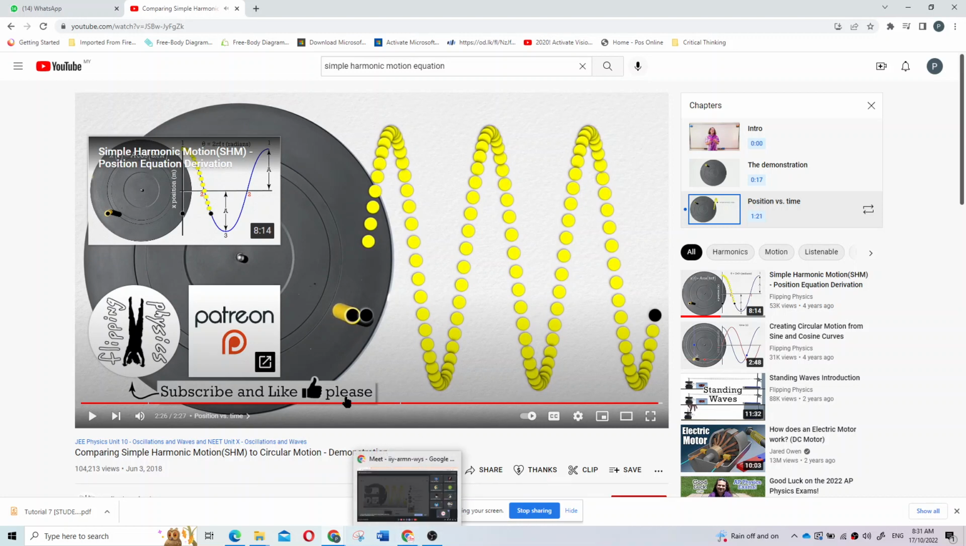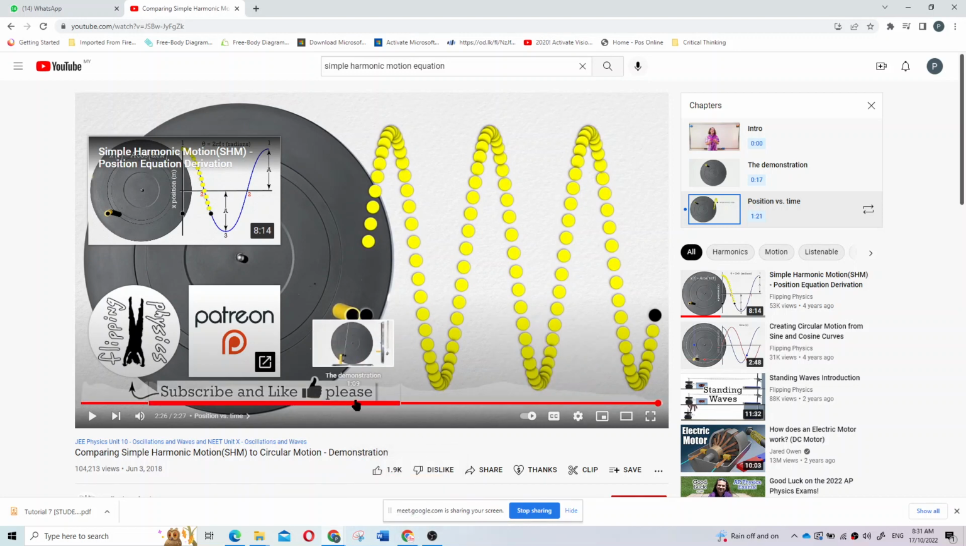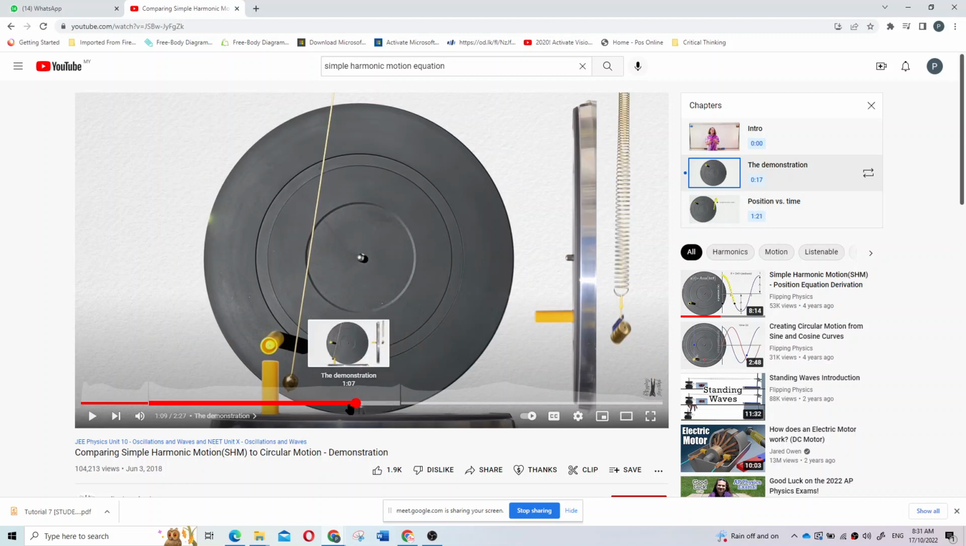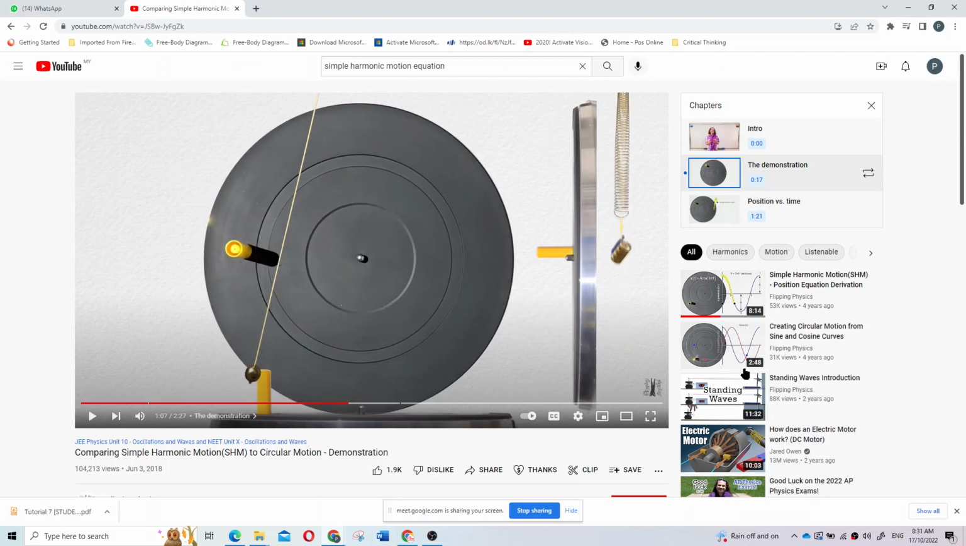Okay, so can you see where this is? This is a very good simulation, isn't it?